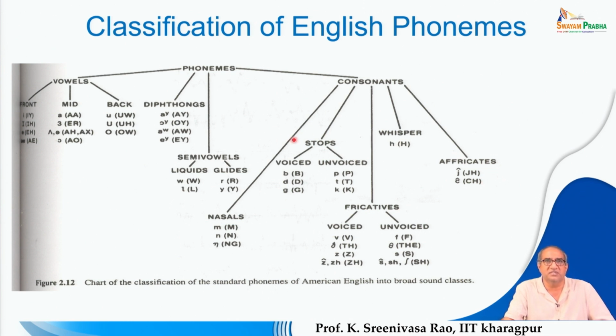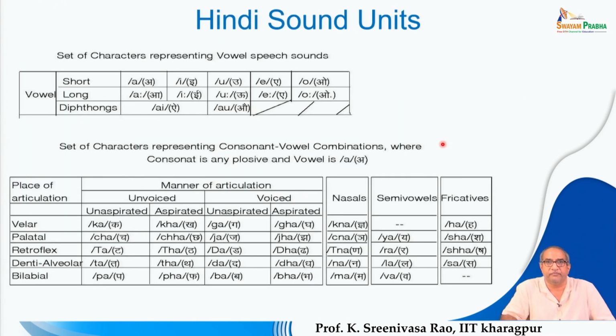So, this is the way the English phonemes, the sound units in the English language, can be categorized based on their place of articulation and manner of articulation. Next, we look at the Hindi sound units, or mostly Indian languages, where we broadly categorize the sounds under two categories, vowels and consonants.